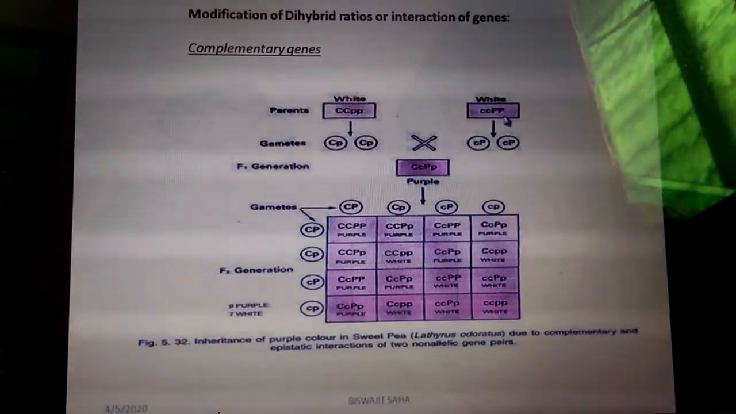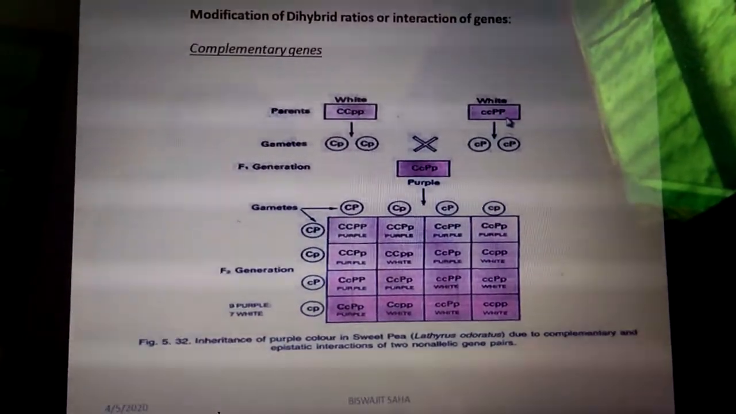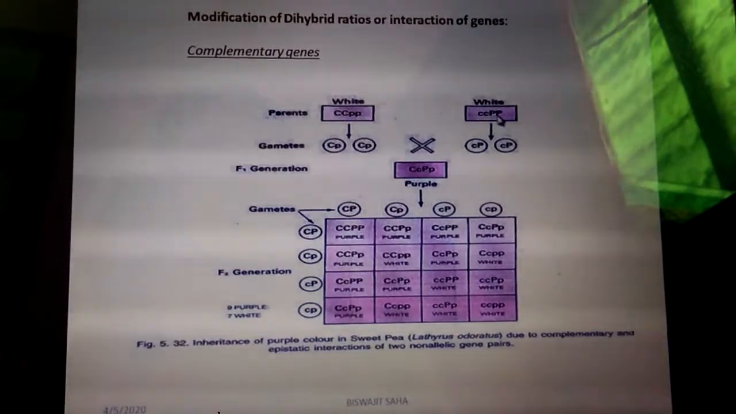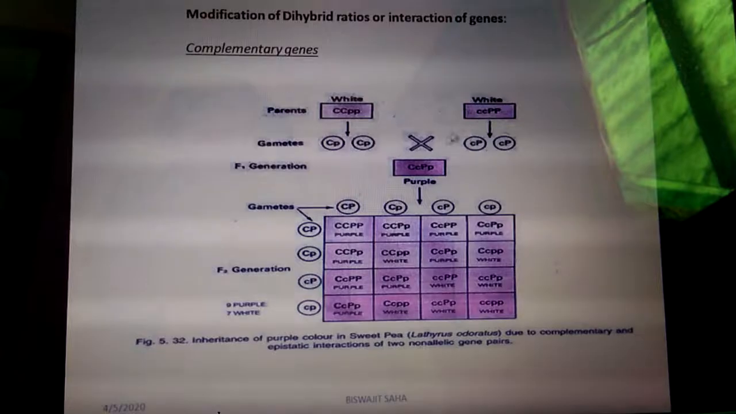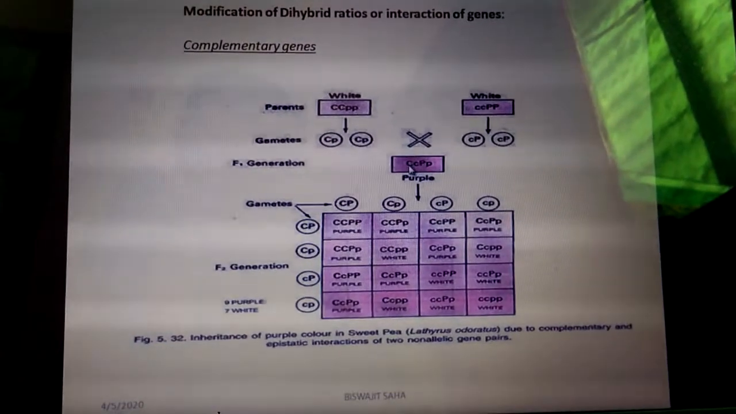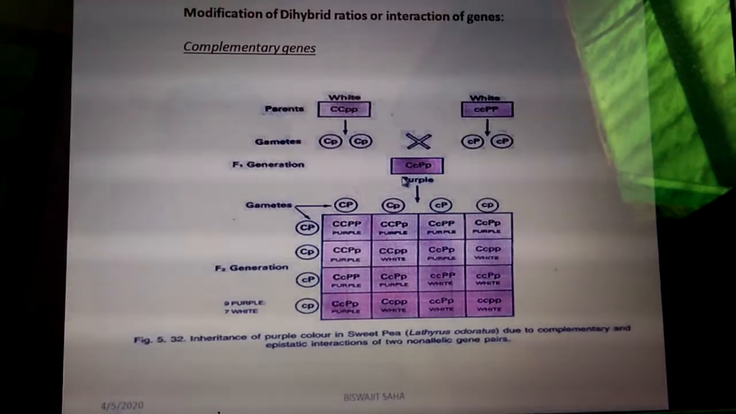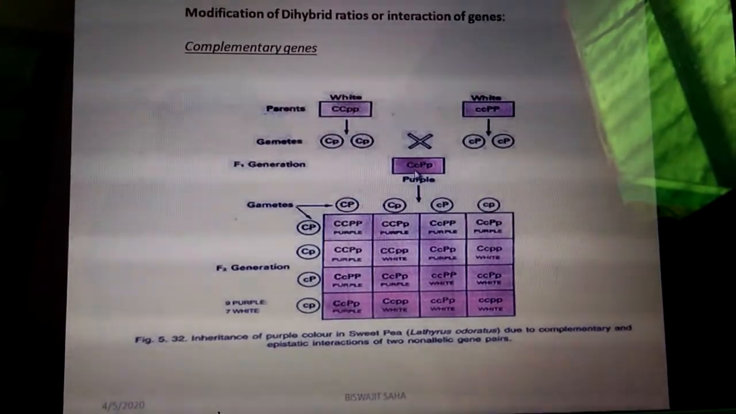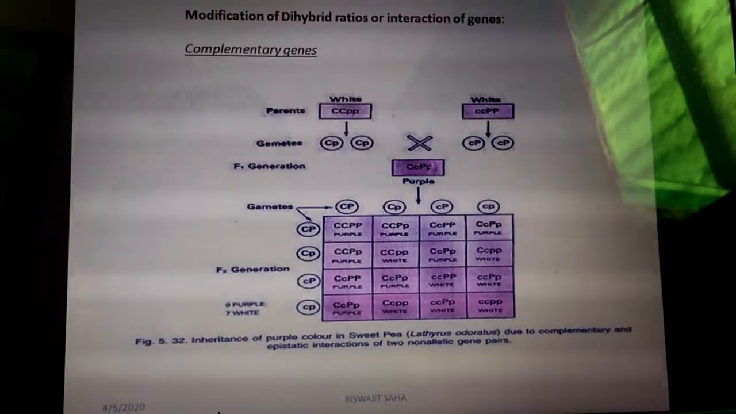In the other case, the white flower parent had the gene for the expression of the enzyme, capital P, but no gene for the color production. So the F1 had both the genes, capital C and capital P, that is a gene for color, that is C, and a gene necessary for the enzyme, that is capital P. So they had colored flowers.